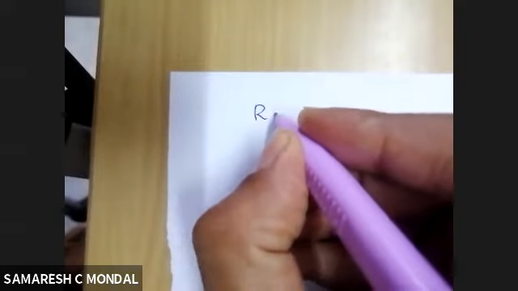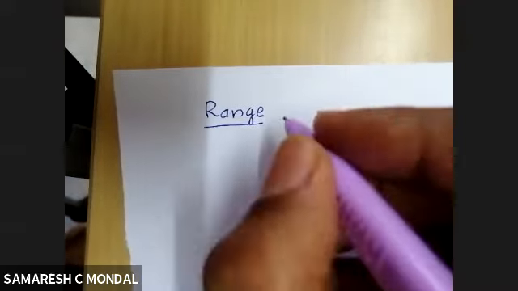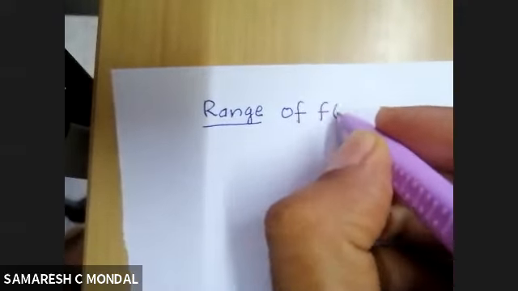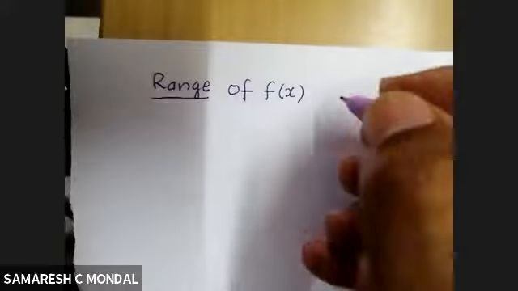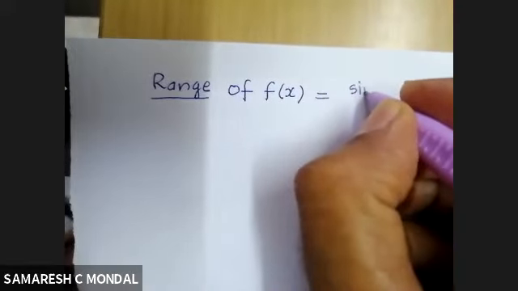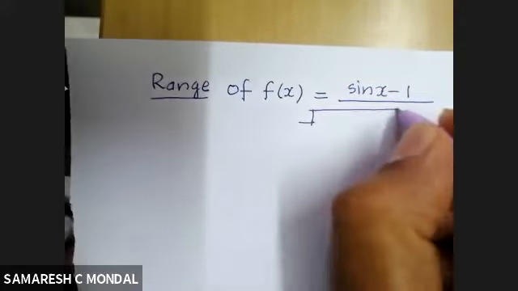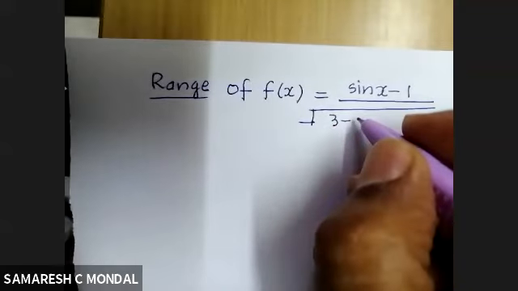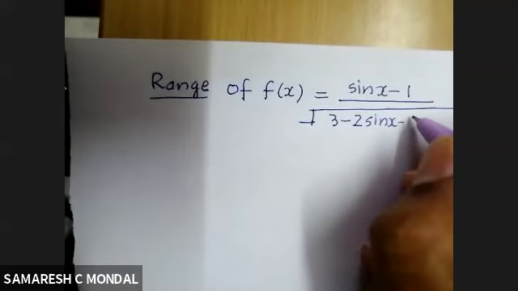So I'm going to discuss the second one. So you need to find the range of the function f(x). It's given as (sin x minus 1) whole divided by root of 3 minus 2 sin x minus 2 cos x.